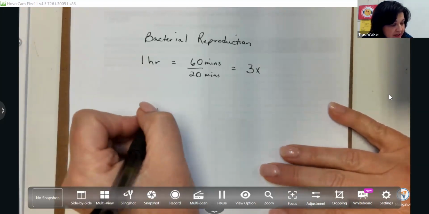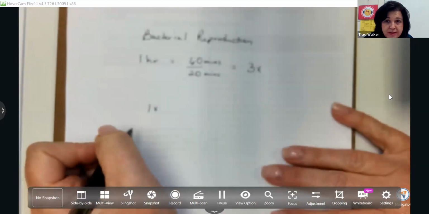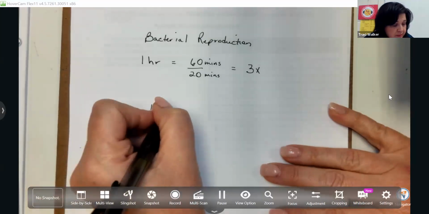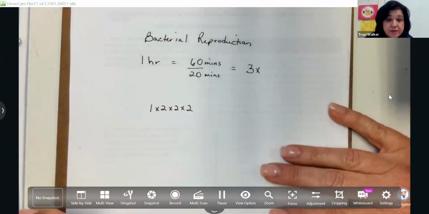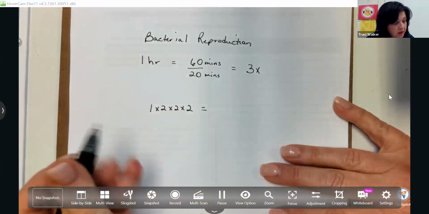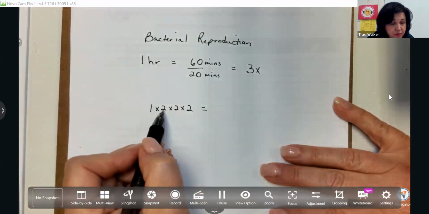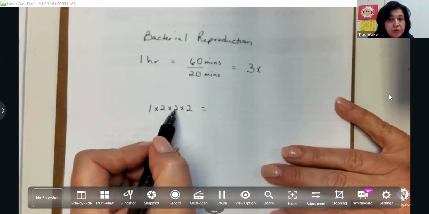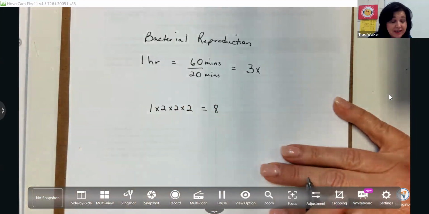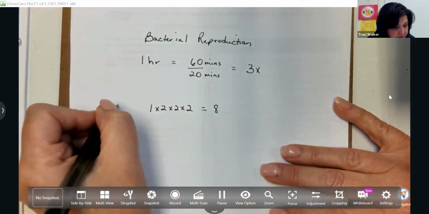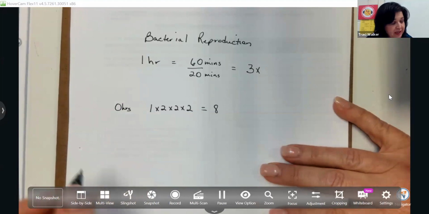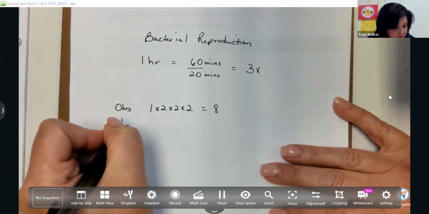that one bacteria cell is going to reproduce itself, replicate itself every 20 minutes. So times 2, times 2, times 2. So in 1 hour, we are going to have 1 times 2 is 2, 2 times 2 is 4, 4 times 2 is 8. We're going to have 8 bacteria cells in 1 hour. So this is 0 hours. We start with 1. Now, in 1 hour, we have 8.